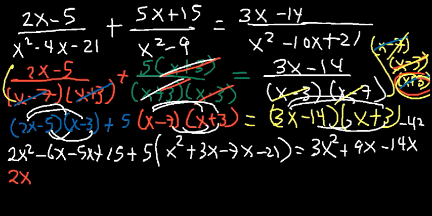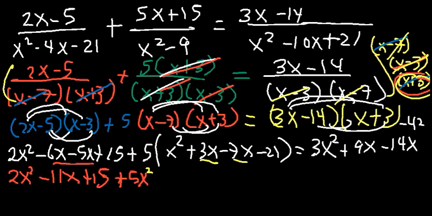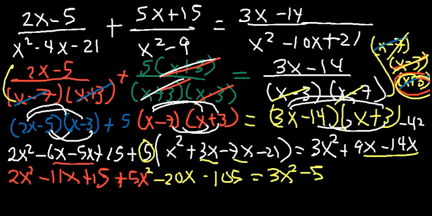So what we have is 2x squared, and these two combine to negative 11x plus 15, and if I distribute the 5, it's going to be a 5x squared. 3 minus 7, that's negative 4x, times this 5, so that's negative 20x. And 5 times 21, that's 105. Here we have 3x squared, and those two, that's negative 5x minus 42.